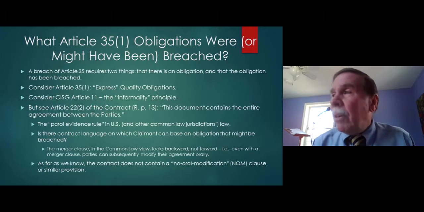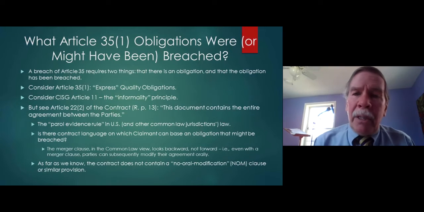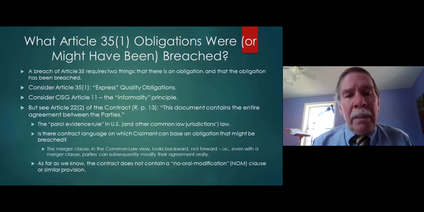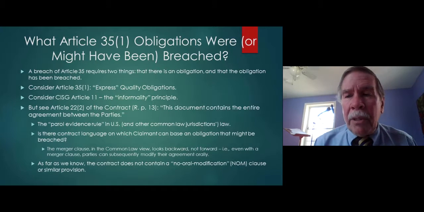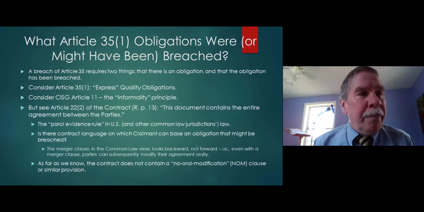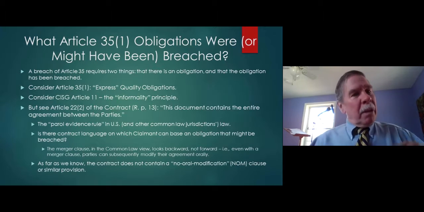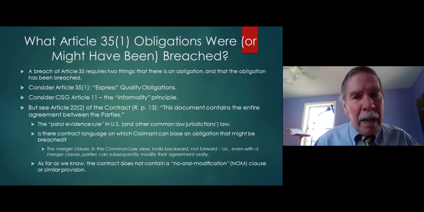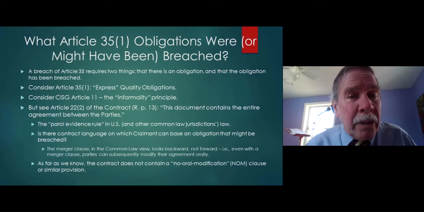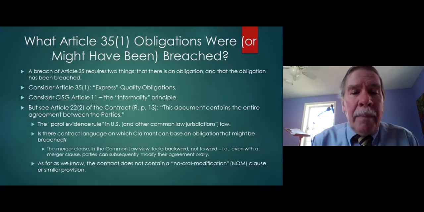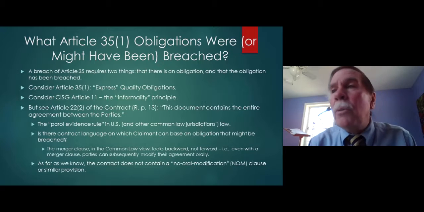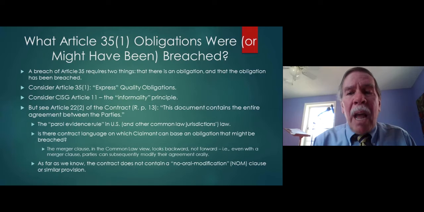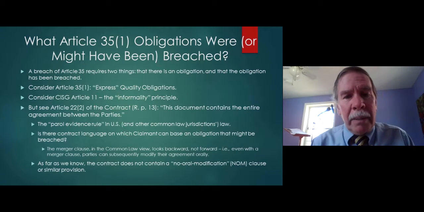You might remember Article 11, the so-called informality principle of the CISG, which says that, subject to some exceptions, a contract need not be in writing in order to be enforceable under the CISG, which suggests that absent anything else, you can look beyond the written contract to discover obligations, including obligations of quality. But in this case, that is limited. That principle, the informality principle, is certainly limited by Article 22.2 of the contract, which says this document contains the entire agreement between the parties.